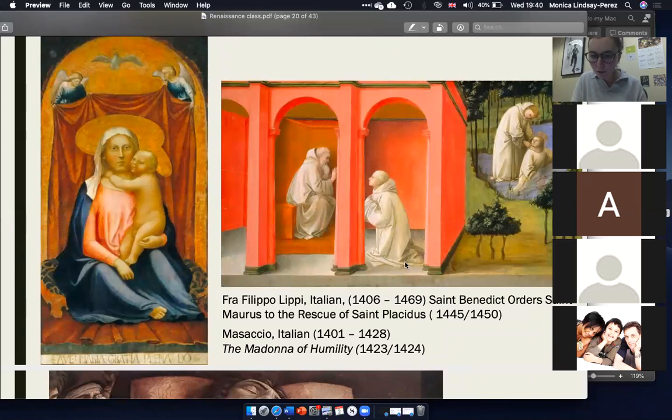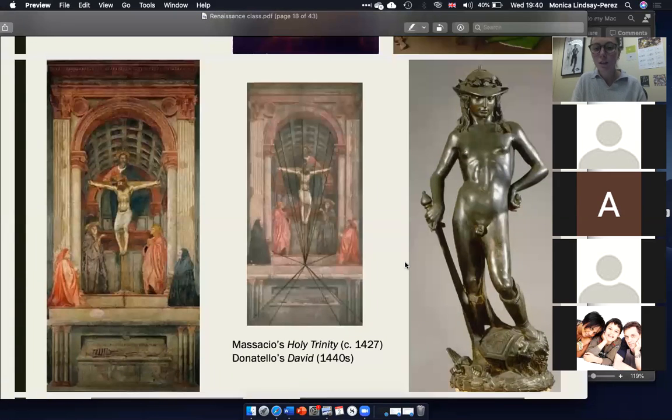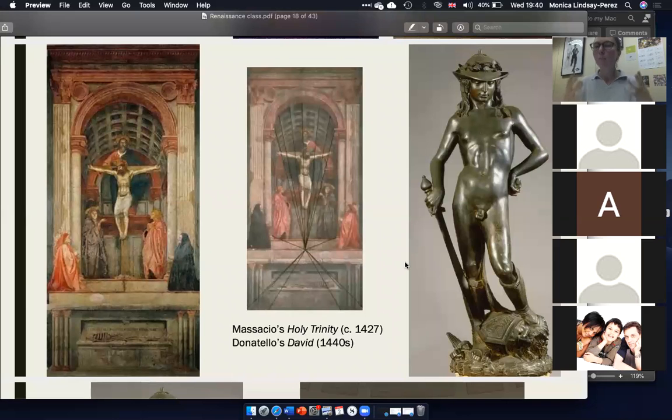Someone's just asked me who was the first of the three. And if you're referring to these three typically early Renaissance men, it's Brunelleschi for architecture, Donatello for sculpture, and Masaccio for painting.